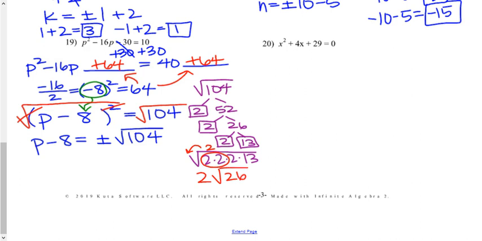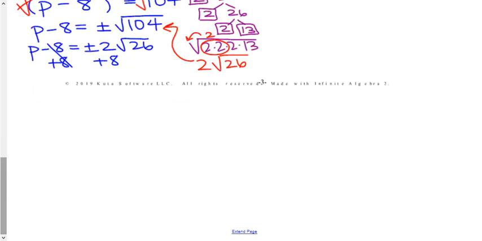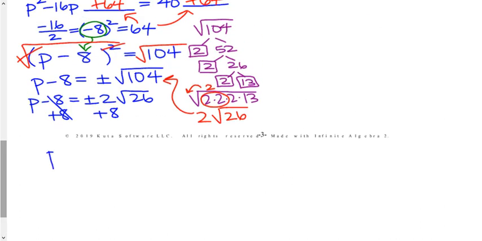There we go. All right, that's going to go here. So back to blue, I have p minus 8 equals plus or minus 2 root 26, but then I have to add 8 to get p by itself. So my final answer is p equals plus 8 plus or minus 2 root 26. Sorry, why did I say 28?